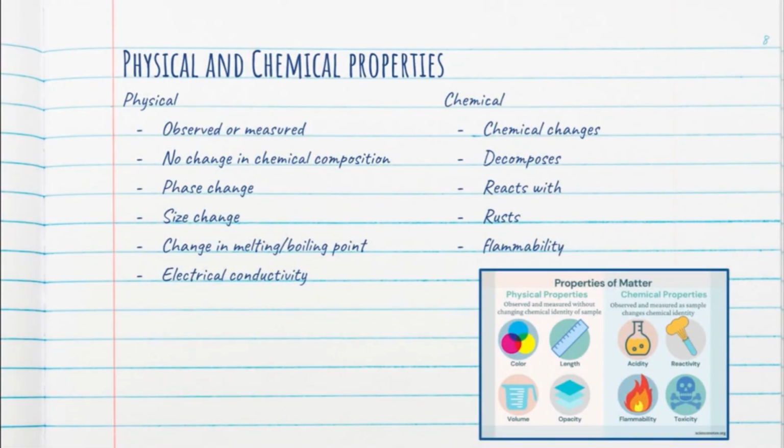Physical and chemical properties. Some physical properties are properties that are observed or measured. There's no change in chemical composition. It could be a phase change, a size change, a change in the melting or the boiling point, or in electrical conductivity. A chemical change would be something that decomposes, reacts with, rusts, or is flammable.